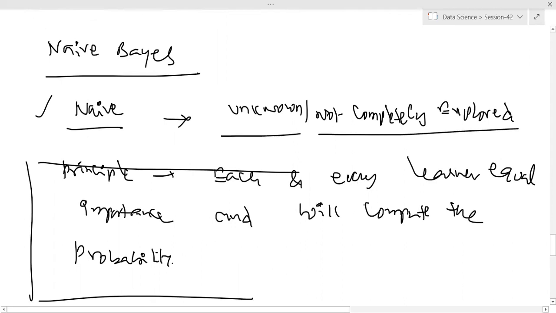Unknown or not completely explored. Those kinds of things are known as naive. Now you observe this point.